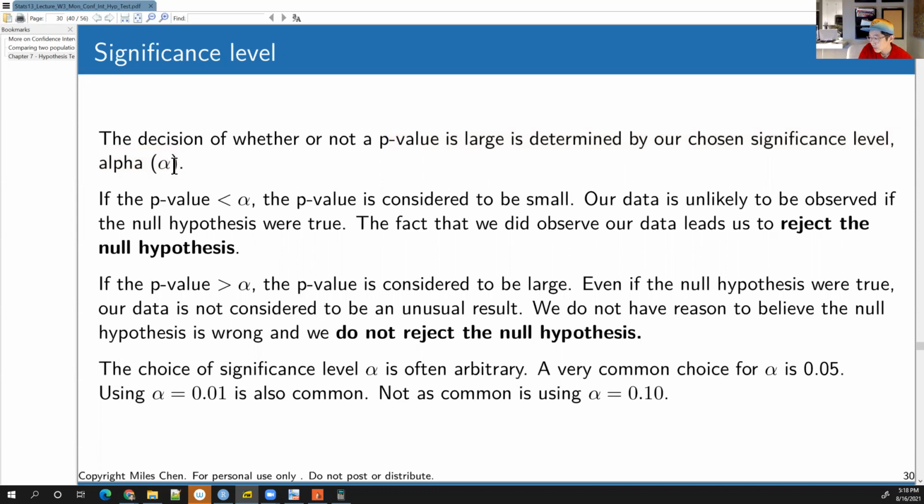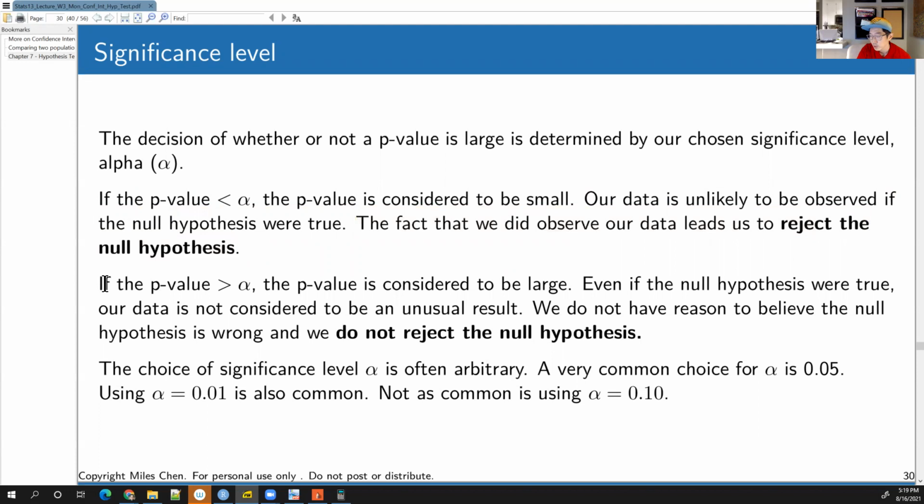Depends on the significance level alpha, right? If the p-value is less than alpha, then we're going to say the p-value is small. If the p-value is greater than alpha, then the p-value is considered to be large. If the p-value is small, meaning it is less than alpha, what we're saying is our data is unlikely to be observed if the null hypothesis were true. And so the fact that you do observe this data, which is said to be unlikely, leads us to reject the null hypothesis. Okay.